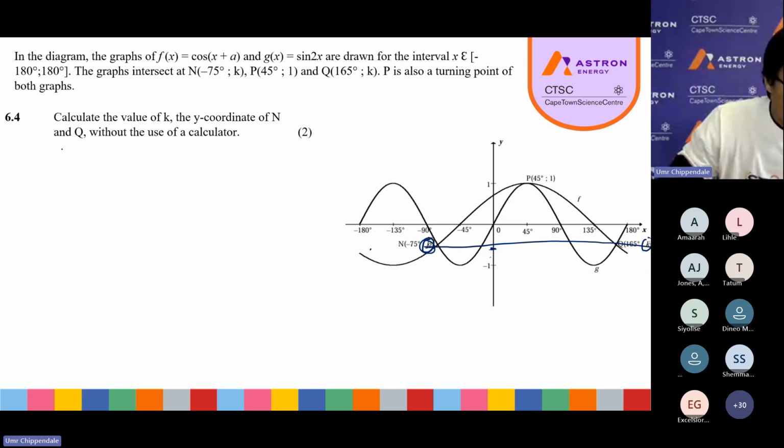So we know now that our f of x was equal to, initially we had, cos x plus A.